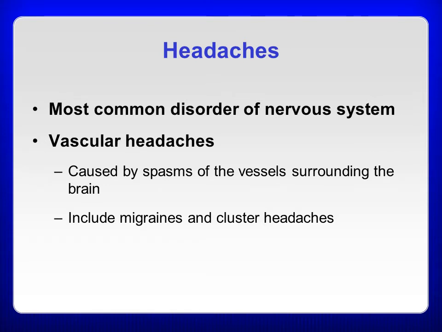Okay, headaches. Your textbook will spend a little time talking about headaches. It's the most common disorder of the nervous system. There are a lot of causes of headaches, so it's really important to note all the different types. We're going to talk about the presentations of some of the different ones here, to differentiate, because that can help with treatment. Obviously, there are some headaches that have much more severe signs and symptoms than others. Vascular headaches are caused by spasms of the vessels around the brain.